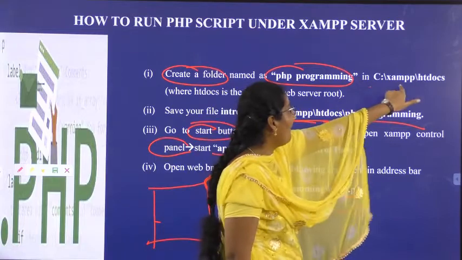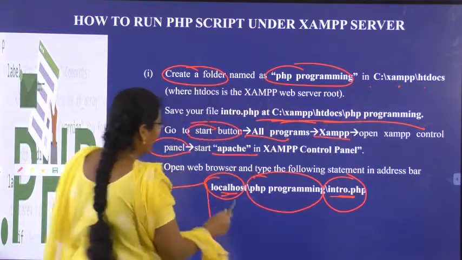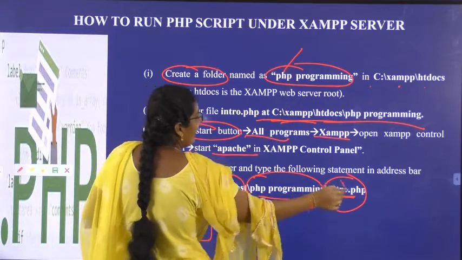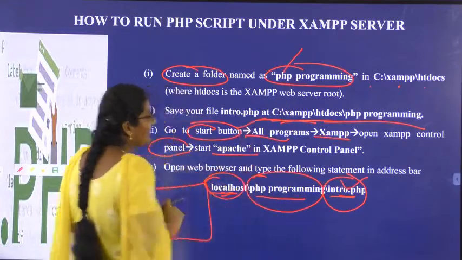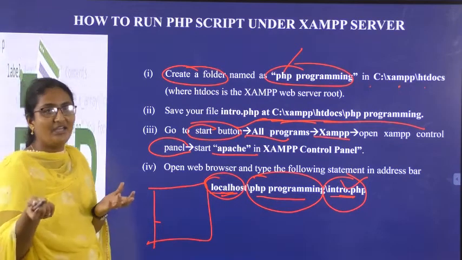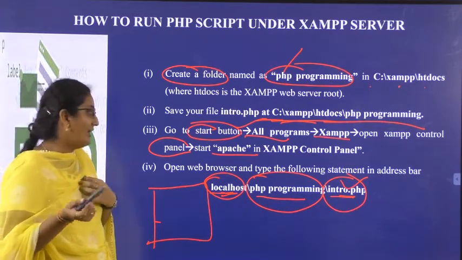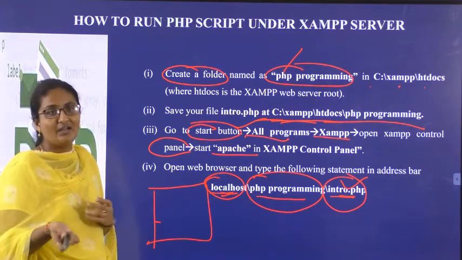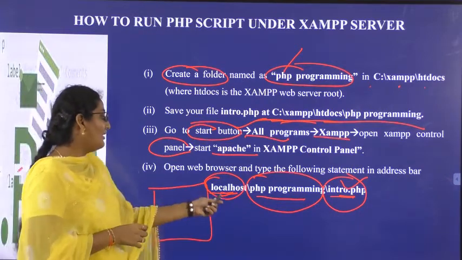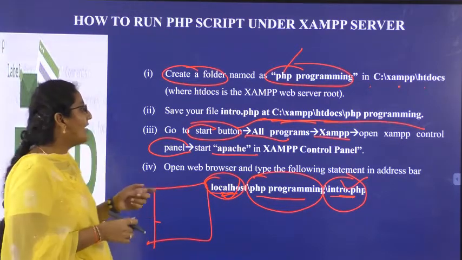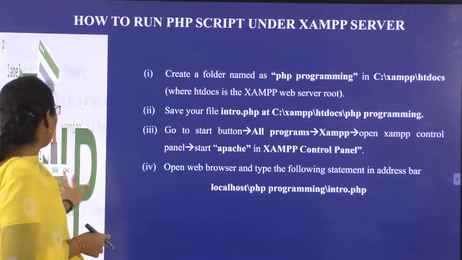C drive, JAM, HD docs, all these will come under localhost. PHP programming you created. Intro.php also you created. So intro.php is the file you created. That is your coding file. PHP programming is your folder. That also you created. The rest of the address will be localhost. If you open all these in the web browser, you will get the output for intro.php.